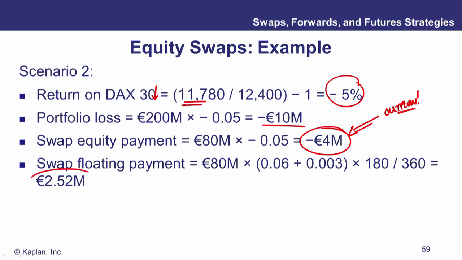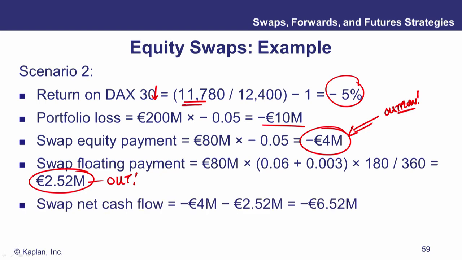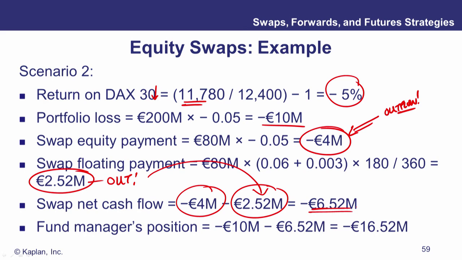You still pay out 2.52 million. Exactly the same calculation as before because Euribor hasn't changed from before. So the net cash flow is actually 4 million out, 2.52 million out, giving a net cash flow of 6.52 million out. If we bolt on the 10 million loss from the underlying position as well, then we've lost 16.52 million. And you could do the same kind of big picture analysis as before.